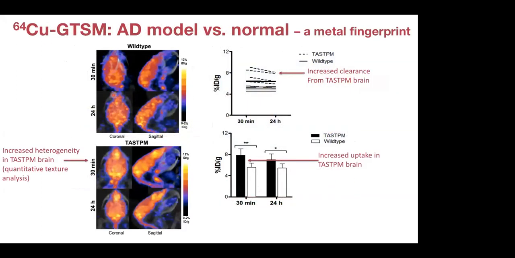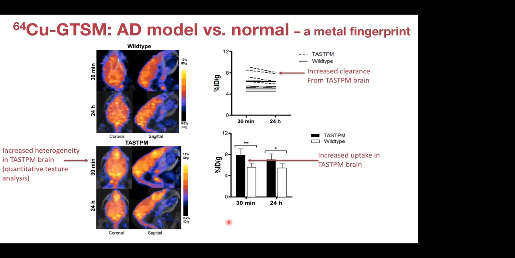So this is copper GTSM comparing the Alzheimer's disease model versus normals. And just visually, you can look at these. These are close-ups of the brain, a coronal view and a sagittal view. And one thing that you notice in a qualitative sense is that there is widely distributed copper across the whole brain, but it's a little bit more heterogeneous in the Alzheimer's disease model. And this isn't just a visual interpretation. This has been confirmed by quantitative measures of texture analysis as well. So there's one noticeable feature of the Alzheimer's brain: there's a greater heterogeneity of uptake and more patchiness.